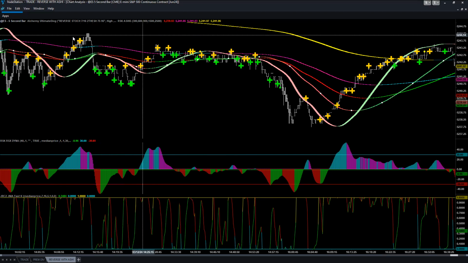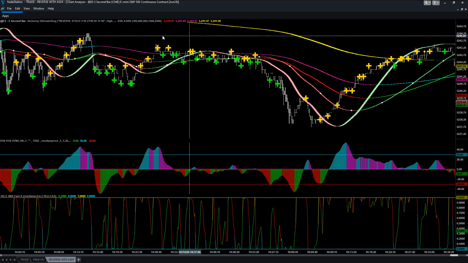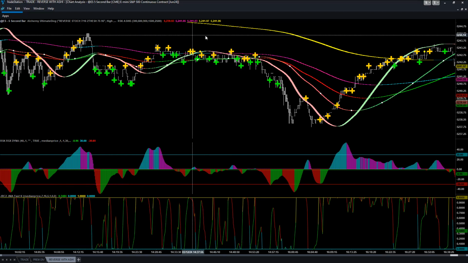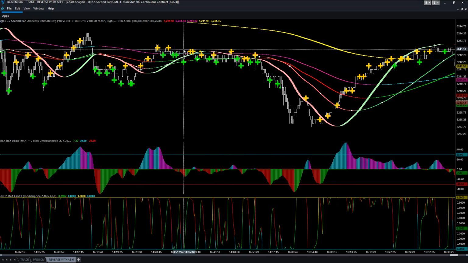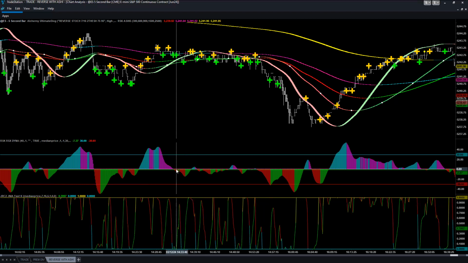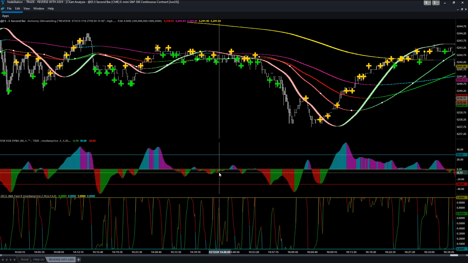And now your ASHIs are all getting into a negative posture. So getting out of any long trade and getting ready to go short makes sense. Look at the RSX here, has got no strength at all. So you're short. All right. So reverse with ASHI.